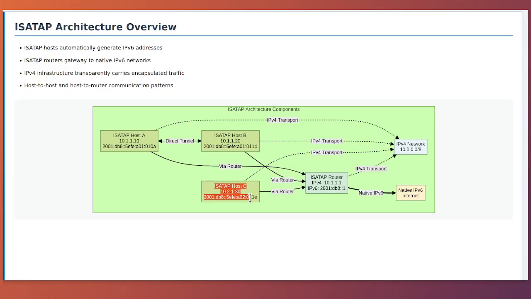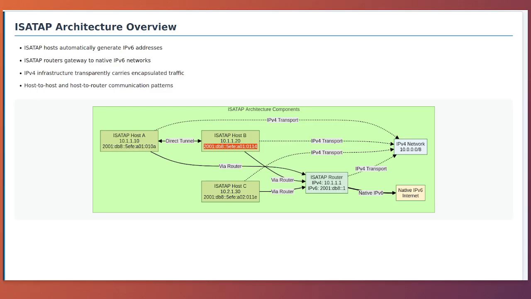Each ISATAP host has at least one IPv4 address and uses ISATAP to obtain an IPv6 address. The IPv6 address is not manually configured. Instead, it is automatically derived from the host's IPv4 address using a specific algorithm that we'll explore in detail later.